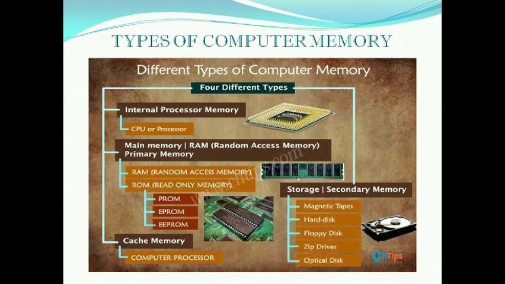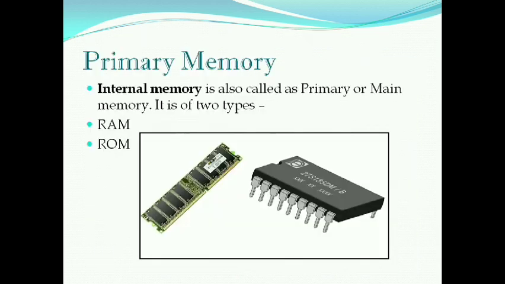Now we come here to primary memory. Most of the time we hear about primary and secondary memory in the computer field, but first of all we will discuss primary memory. Internal memory is also called primary or main memory. It is of two types: RAM and ROM. In this picture, what we see on the left side is RAM and on the right side is ROM, which is fixed on the motherboard of the computer.